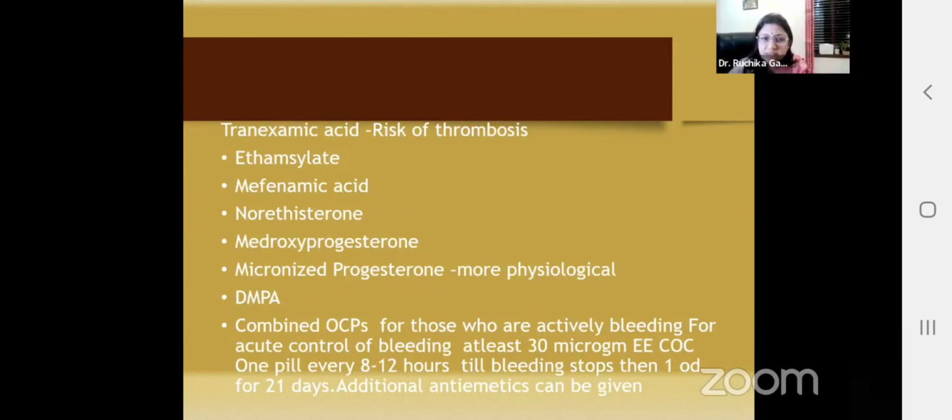And if it is not controlling or there is heavy bleeding, then definitely we'll give hormonal treatment. Tranexamic acid and mefenamic acid by themselves reduce bleeding by up to 30%. But tranexamic acid can cause an increased risk of thrombosis in certain patients, I mean those who are predisposed. So that side effect we should always know.